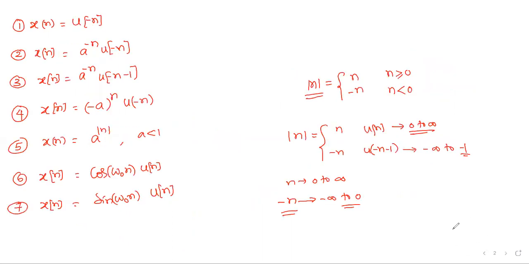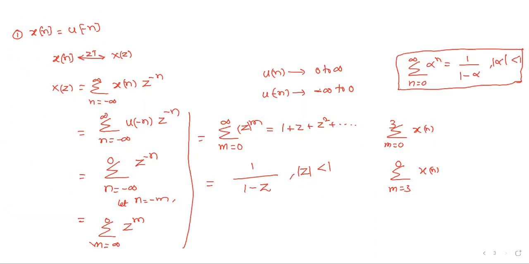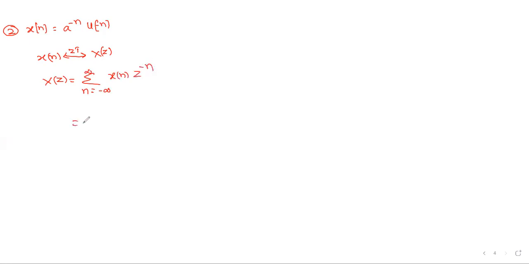Coming to the second problem, x of n is equal to a power minus n u of minus n. Same thing we need to write here. The z transform of x of n is x of z, where x of z is equal to summation n equal to minus infinity to infinity x of n z power minus n. Now x of n will become a power minus n u of minus n, so summation n equal to minus infinity to infinity a power minus n u of minus n z power minus n.